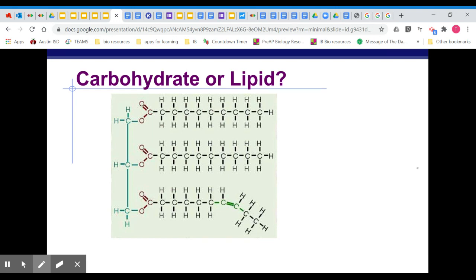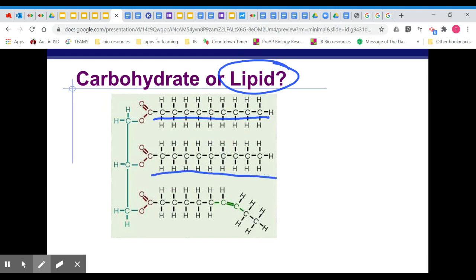All right, let's look at the next one. Carbohydrate or lipid? Well, I've got a whole bunch of carbons, a whole bunch of hydrogens, and then 1, 2, 3, 4, 5, 6 oxygens. So I don't have even close to a 1 to 2 to 1 ratio of carbon, hydrogen, oxygen. And I have these long chains of hydrocarbons, so carbon with hydrogens attached. So I'm going to go lipid on this. This is a triglyceride.